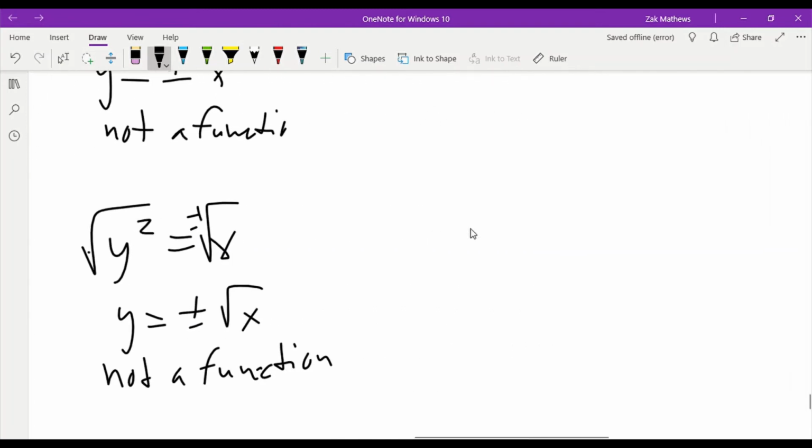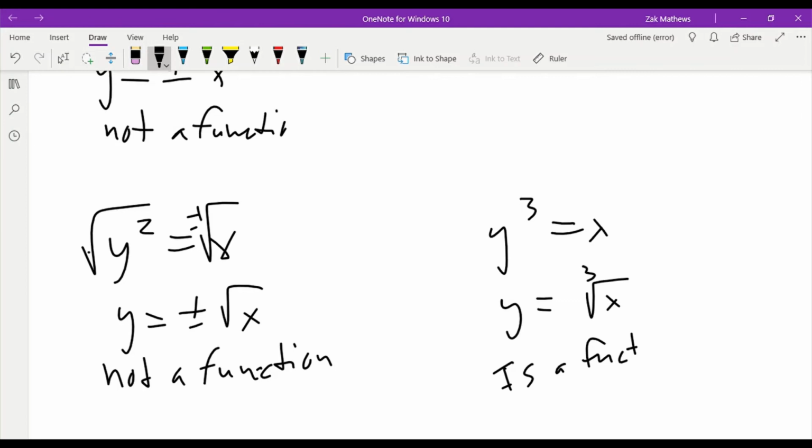If we were to have y cubed equals x, well, if we want to get y by itself, we take the cubed root of both sides and we get the third root of x. Well, here we're back to a function. This is a function because if we plug in that one value of x, we don't have that plus minus in front. If we take odd roots, we don't put a plus minus in front. We just get the same sign. So the cubed root of -8 is -2. Only one answer. Cubed root of a positive 8 is +2. Only one answer. So anytime we're getting that plus and minus in front, that's going to be a problem as far as being a function.